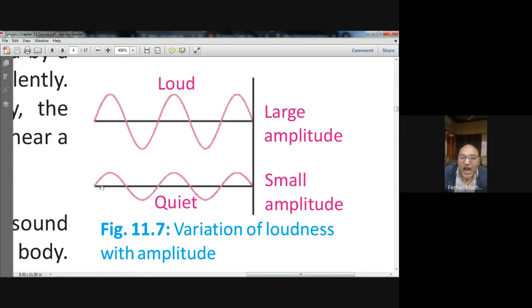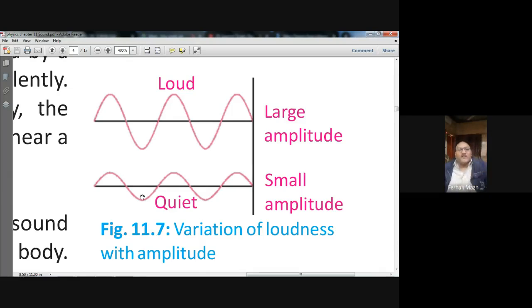From the mean position, how high you went up, for example, this distance. From the mean position, how maximum you went up, that's the amplitude. Or you can say from the mean position, how far down you go, that's the amplitude. So the loudness depends upon the amplitude. The sound wave whose amplitude is larger will be louder, and the sound whose amplitude is smaller will be fainter.